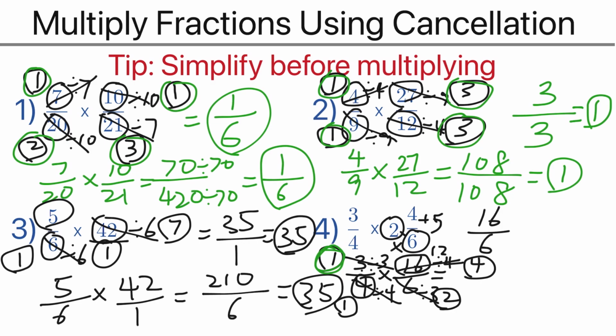And taking the 1 times the 4 equals 4. Then we take the 1 times 2, and we have 2. And 4 over 2 equals 2.